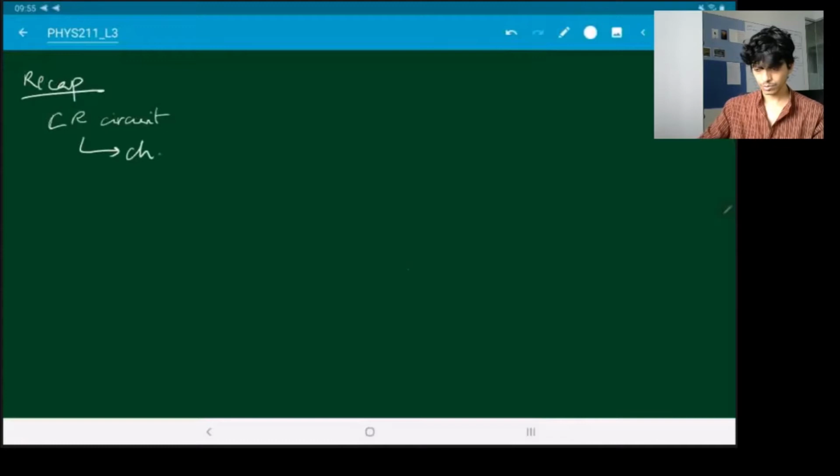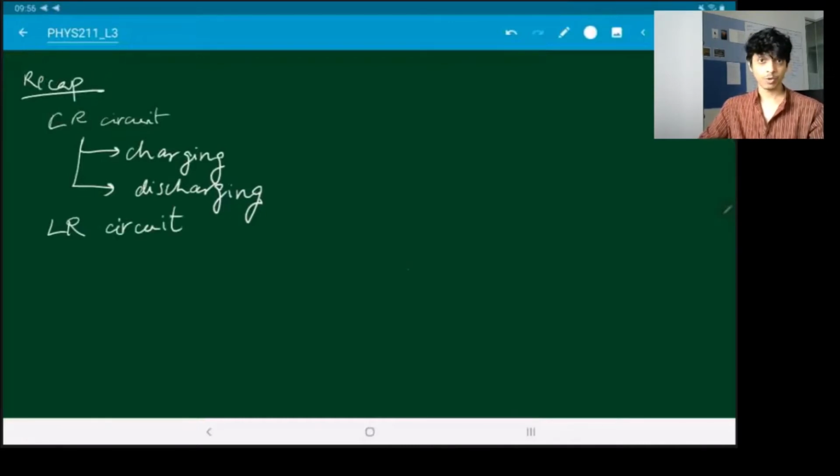Let's start with a quick recap of what we did last time. So we were interested in looking at transient circuits in which the output depends on time. So we started off by looking at a CR circuit, and we studied it in both charging and discharging modes. And then I said you can do the same thing with an LR circuit as well. And I hope you had time to try and do the same calculation at home one more time.